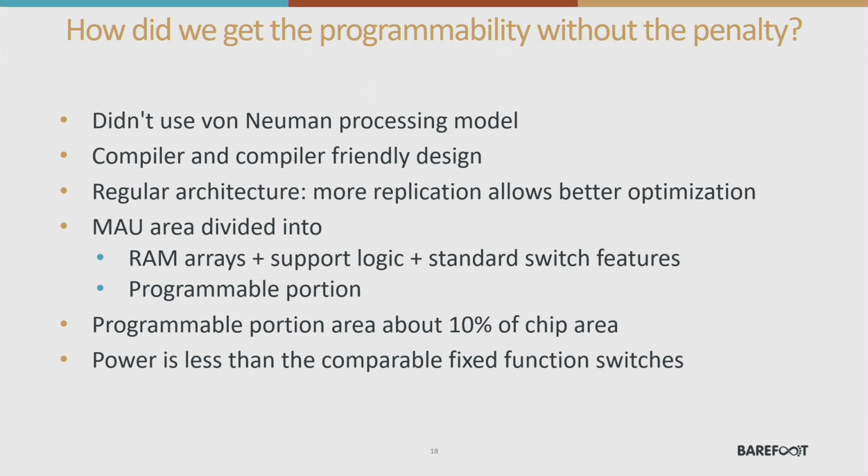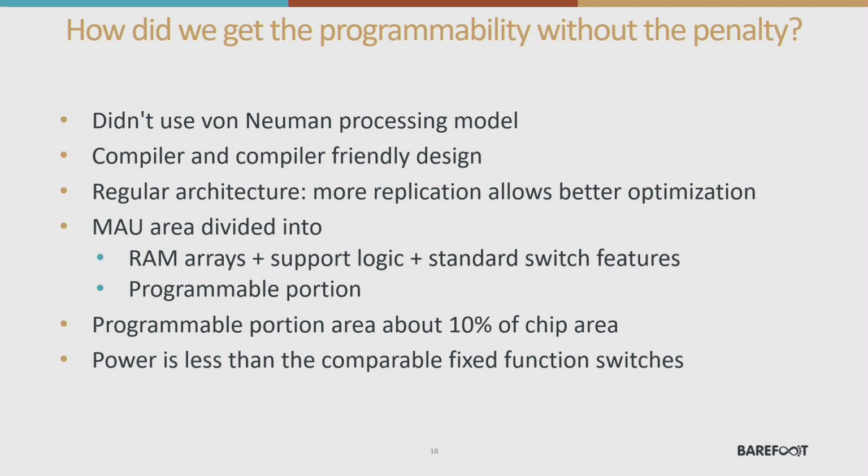So how did we get the programmability without the penalty? Well, the first thing is we didn't try to force everything into a computer model. To be fair to network processors, they can do a vastly different set of tasks, but we didn't try to use that model. We took the existing pipelines and made them configurable and programmable in the minimal way. This is a very regular architecture, and the regular architecture affords you the opportunity to work harder on each individual block and produce a better design as a result.